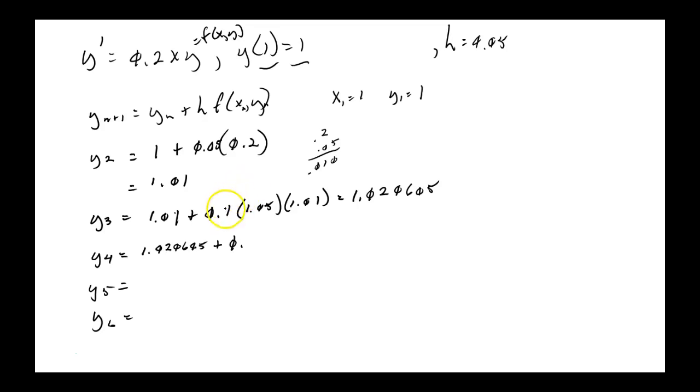0.01, not 0.1. Okay, that's why it didn't work. I think I did the plus 0.01 times 1.1 times 1.020605, equals. Yuck, it didn't.